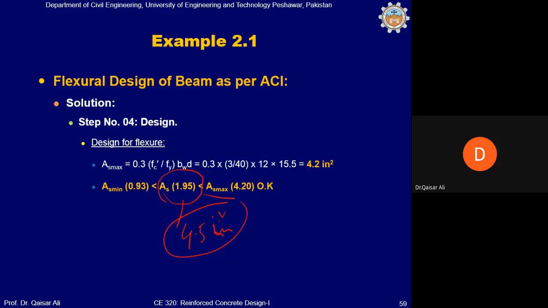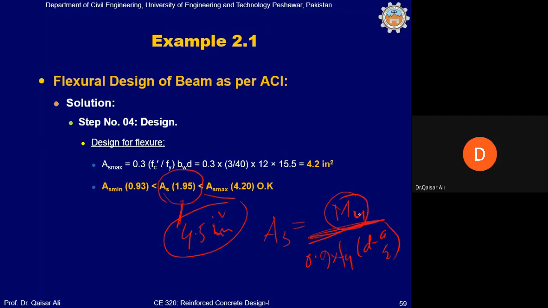You can't do anything with this AS. What do you have to do? If you look at the equation of AS, let me rewrite it: mu divided by 0.9 fy and d minus a by 2. So you find AS from this. mu you can't change, because the load will come from a demand.